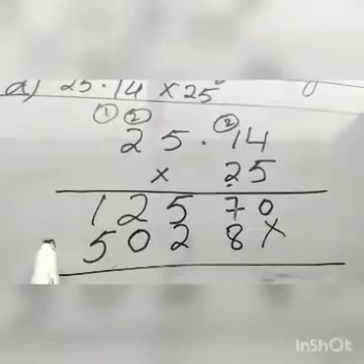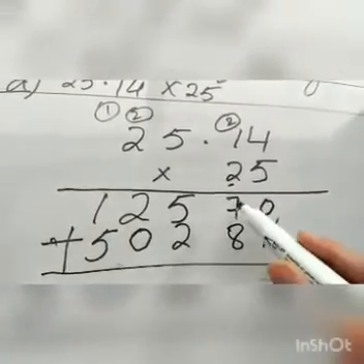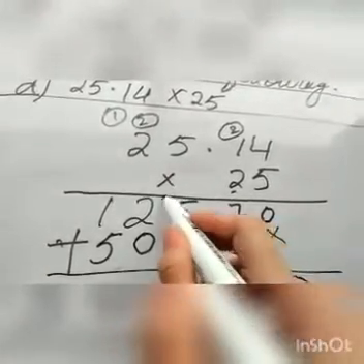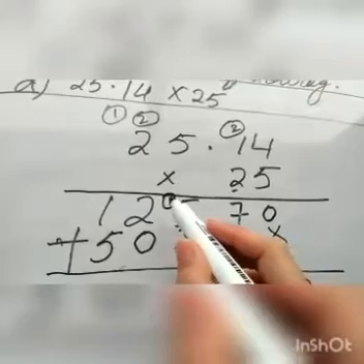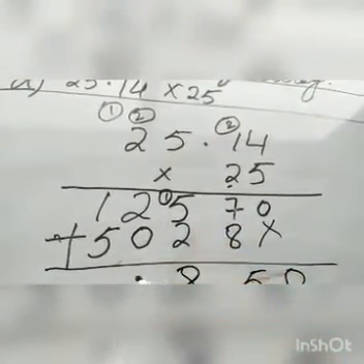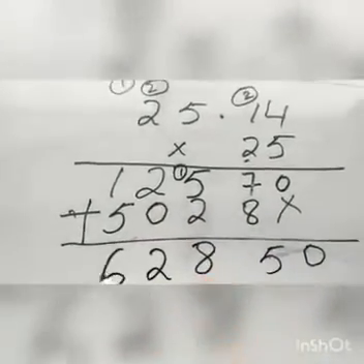Now we need to add together. 0 plus 0 is equal to 0. 7 plus 8 is equal to 15. 1 carry over the next. 5 plus 1 plus 2 is equal to 8. 2 plus 0 is equal to 2. 1 plus 5 is equal to 6.